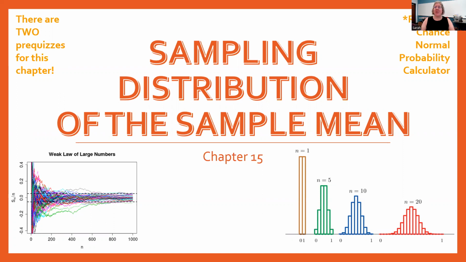All right, so a couple quick housekeeping notes. There are two pre-quizzes for this chapter. There's no Excel, but we will be using that Rossman chance normal probability calculator still.